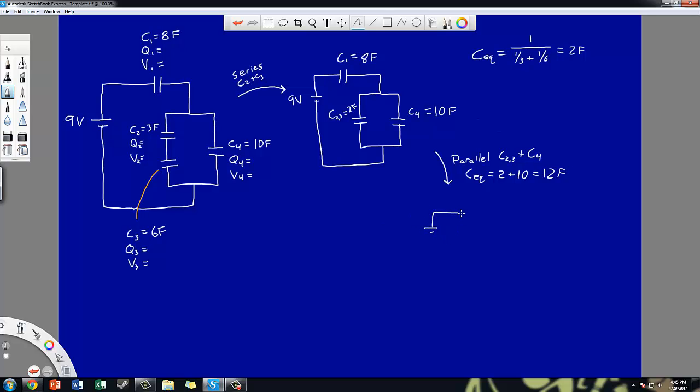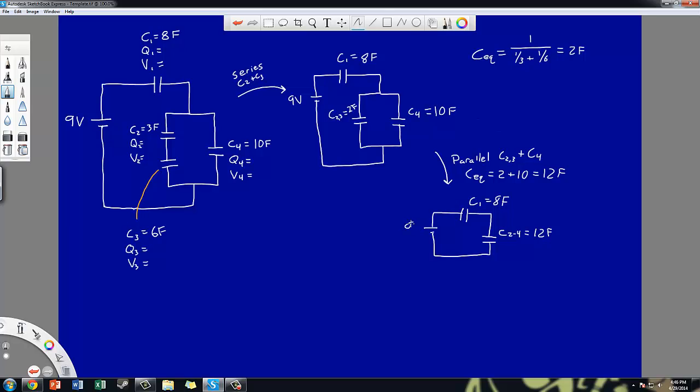9-volt battery. Capacitor 1 is still there, it's unchanged. But now C2, 3, and C4 have been combined. And I have one capacitor, which is like C2 to 4, and it's 12 farads. The exact naming of this is not really the most important thing. The only reason why I do it this way is just to remind myself what this actually represents. This one is still 8 farads. Okay, and I have ended up with 2 capacitors now.